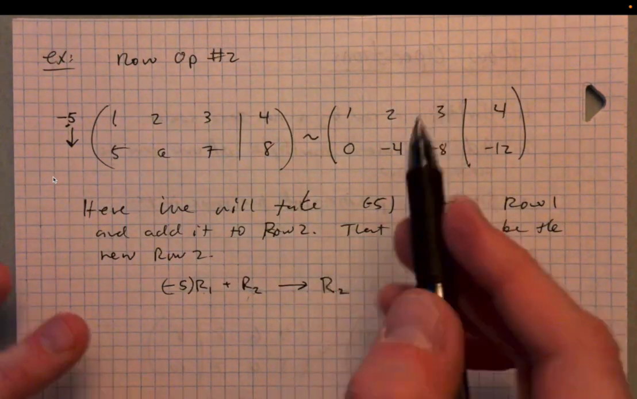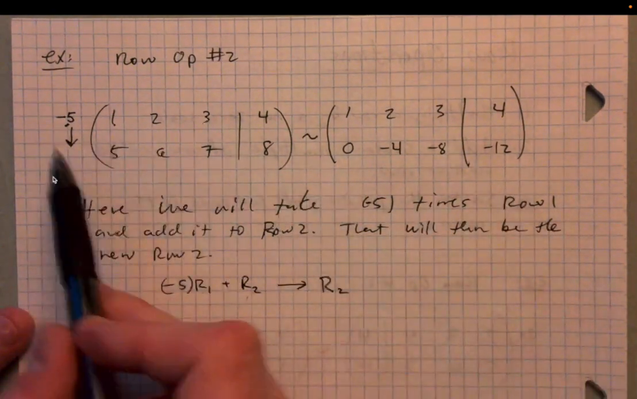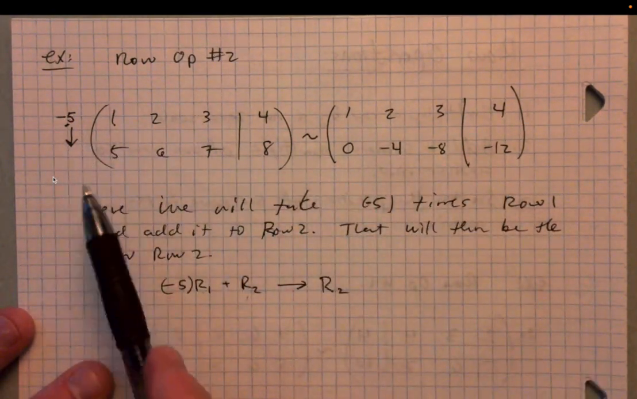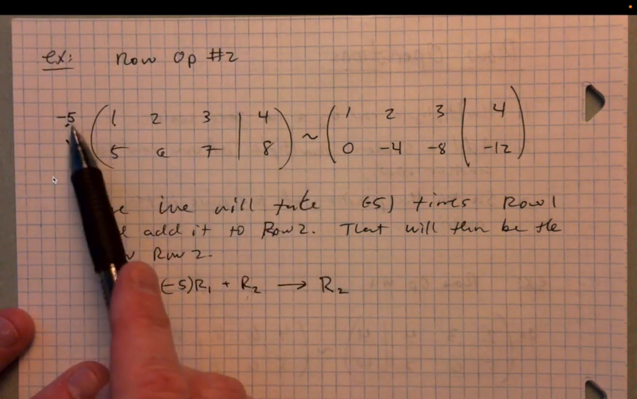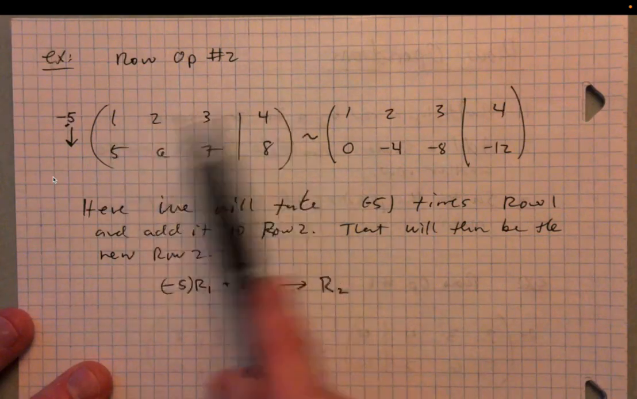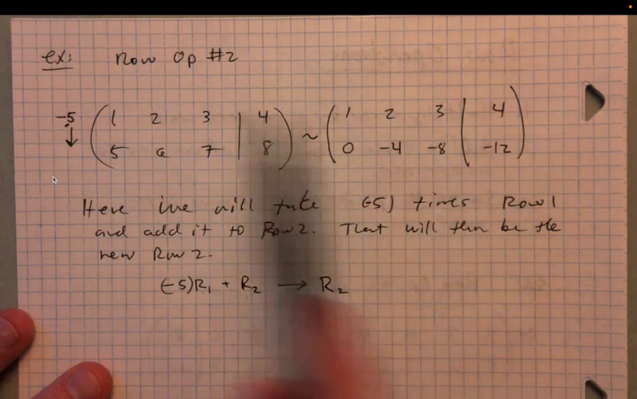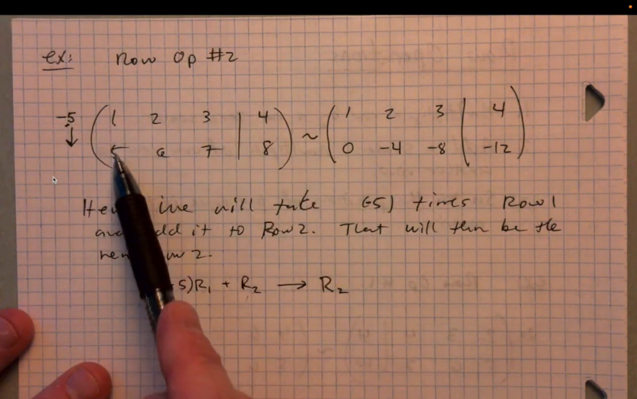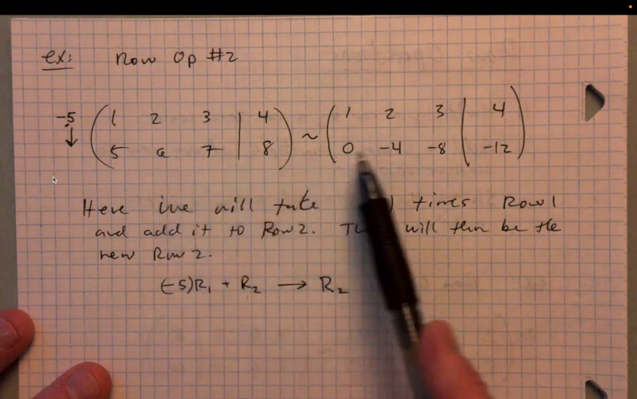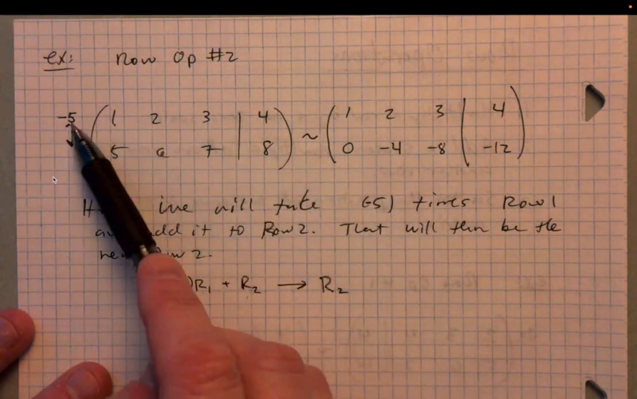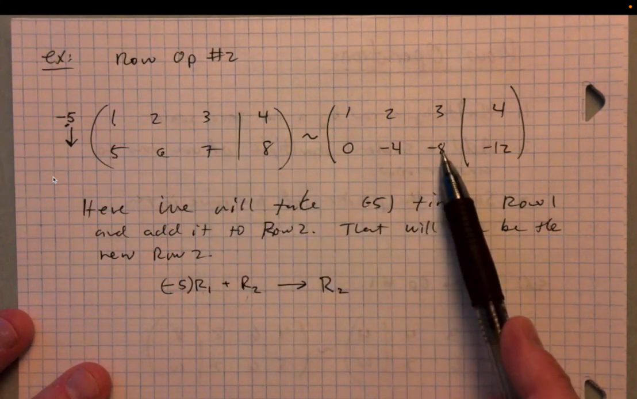So that's what we've done here, and that would be the completion of this row operation. We've taken row 1, multiplied it by the scalar -5, added that multiple of row 1 to row 2, and that became our new row 2. So -5 times 1 is -5, plus 5 is 0. -5 times 2 is -10, plus 6 is -4. -5 times 3 is -15, plus 7 is -8.